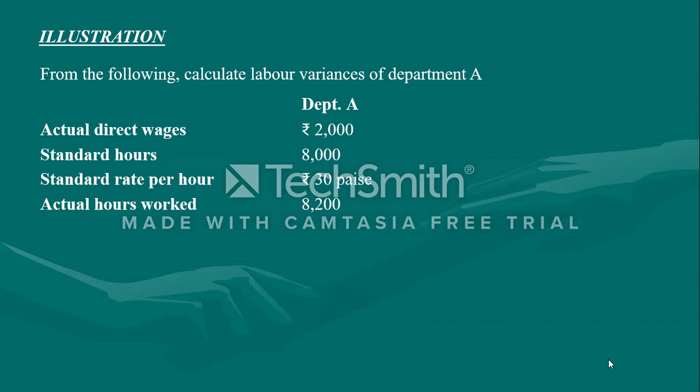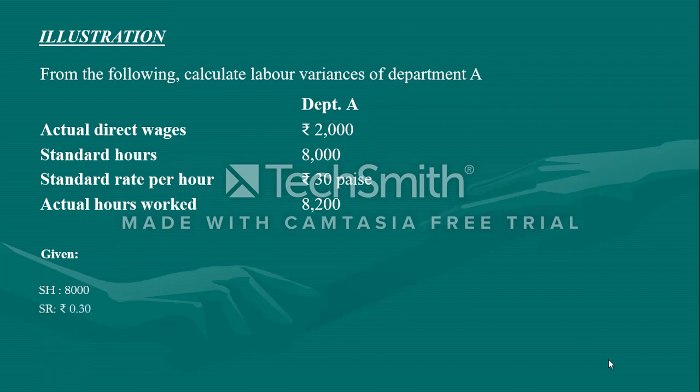Here, of the labor variances, we are considering three major variances. The first is the labor cost variance, the second is the labor rate variance, and the third is the labor efficiency variance. To calculate these three variances we need the information of standard hours, actual hours, standard rate and actual rate. Shall we see what information they gave in the problem? First, they gave the standard hours. How much? 8000 is the standard hours.